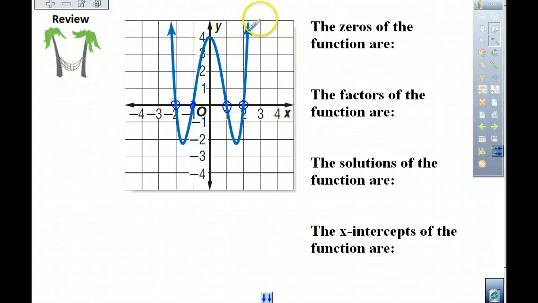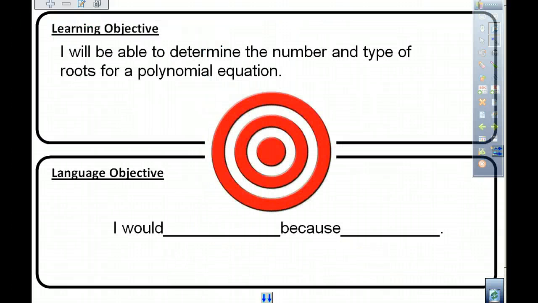So similar to everything else we've done before, we don't want to have to make a graph or a table just to find these out. So that's where we're leading to. Alright, so here we go.